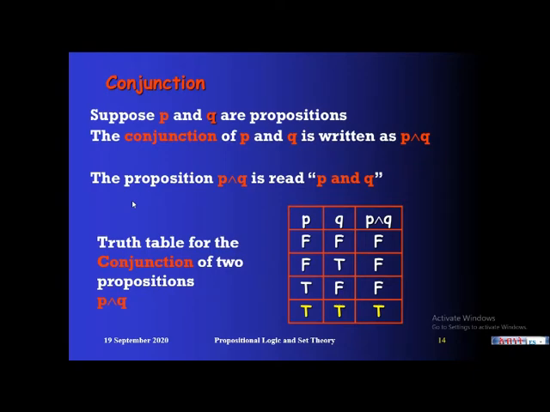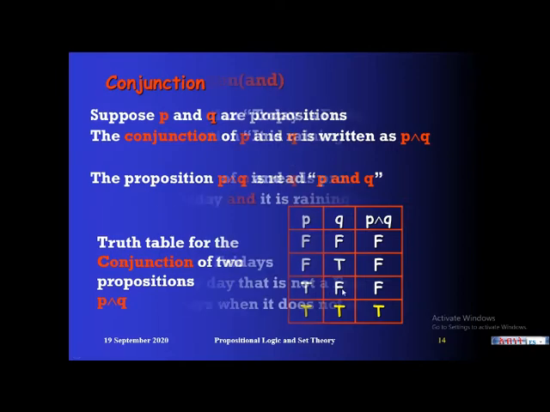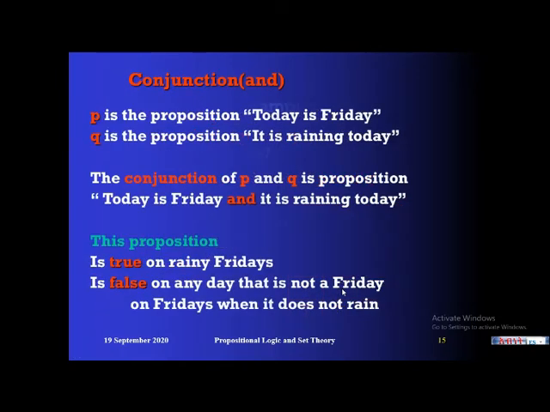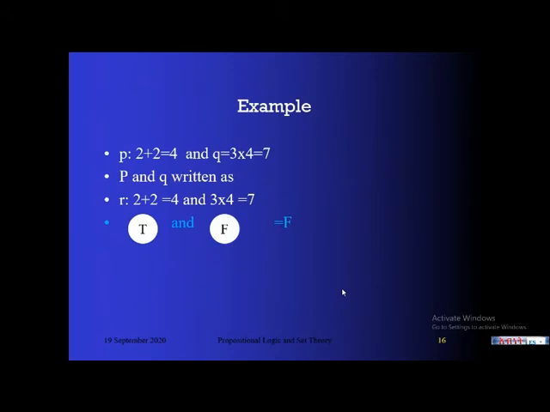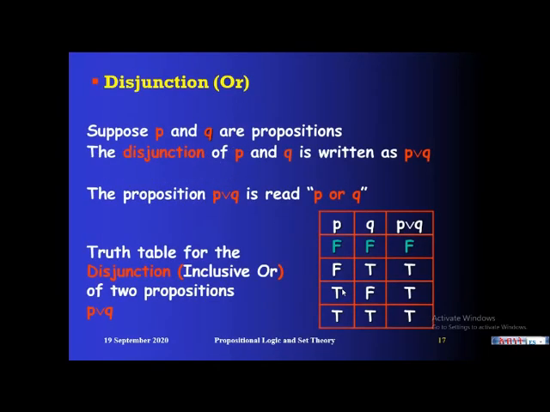So the first one is true, the second one is false. Here 2 plus 2 is 4 is true, and 3 times 4 is 7 is false, so true and false is false. So what is the truth value of R? False. That is our objective.